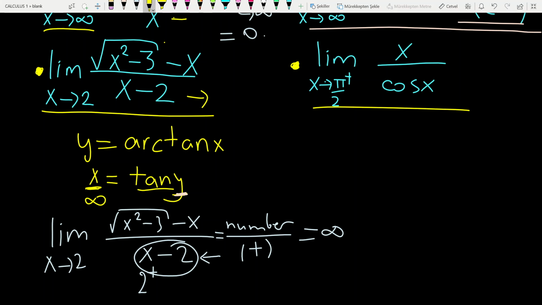Let me remind you the graph of cosine function is the point pi over 2. Okay, so we have something like this, right? It's the graph of cosine function. So when you approach the point pi over 2 from the right, what do you see? You approach 0, right? You approach 0.